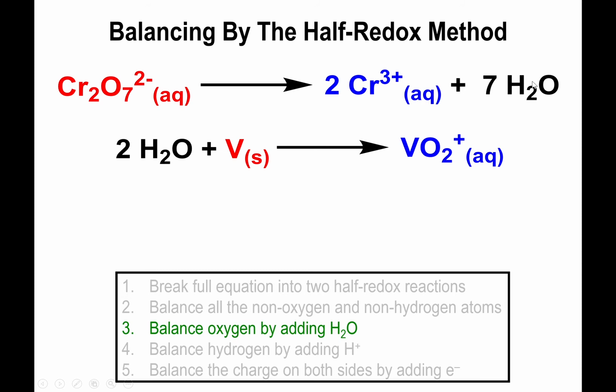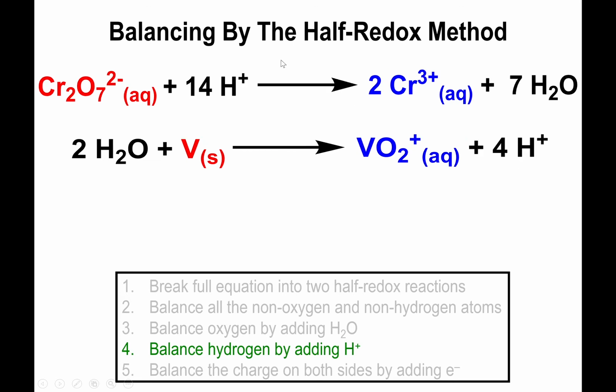Now what we need to do is balance the hydrogens. We have 14 hydrogens on the product side, none on the left side, so we need to add 14 H plus. We have 4 hydrogens on the reactant side, none on the product side, so we need to add 4 H plus on the product side. So we've basically gone directly into balancing oxygen and hydrogen in both of these half-redox equations. It's at this point that we now look at the electrons.